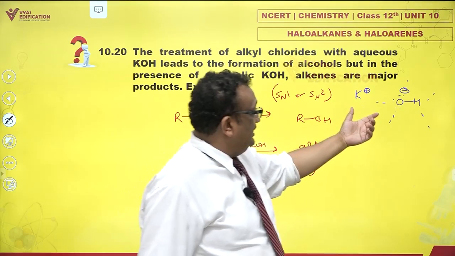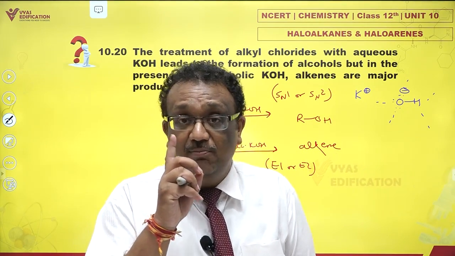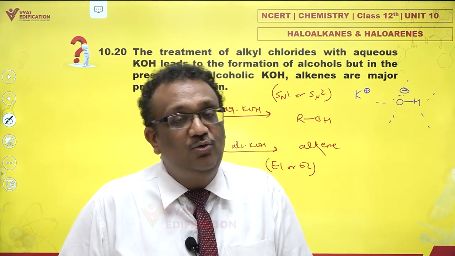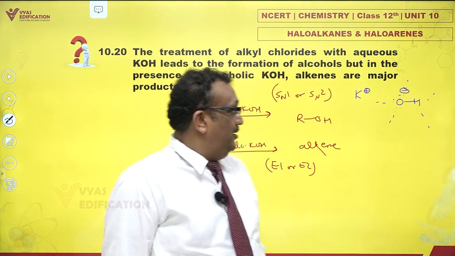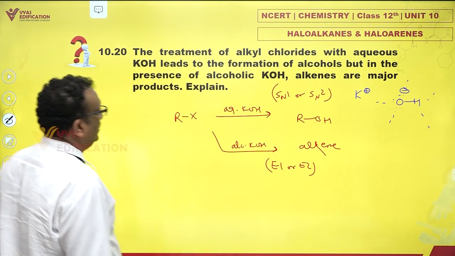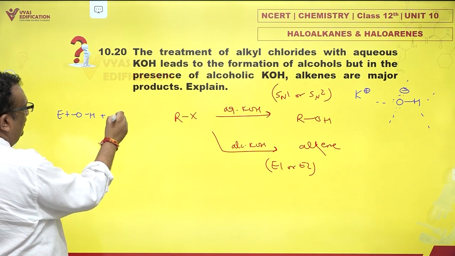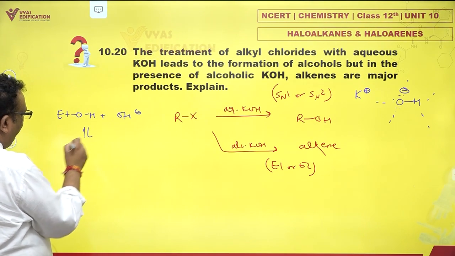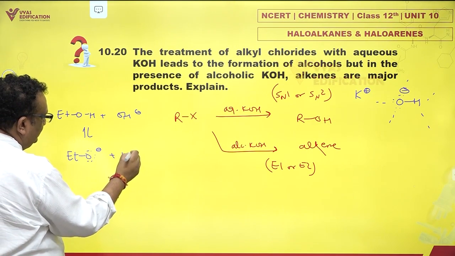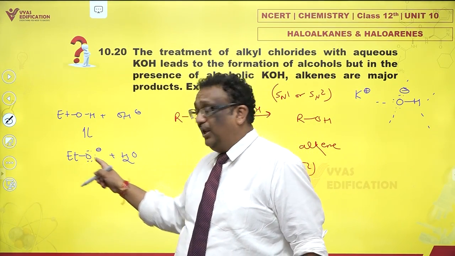You have OH minus ions, and these OH minus ions can serve two purposes. Number one, they can act as a base, yes, and number two, they can also act as a nucleophile. Indeed. Now, just shift over to another solvent, alcoholic KOH. In alcoholic KOH, you have EtOH plus OH minus, and they form EtO minus with H2O. So actually, in alcoholic KOH, you also have alkoxide ions.